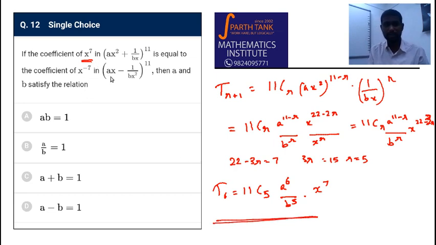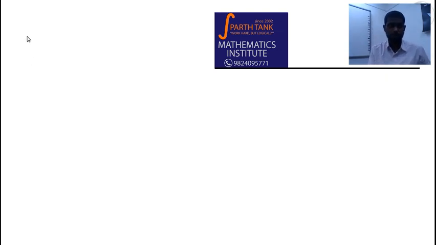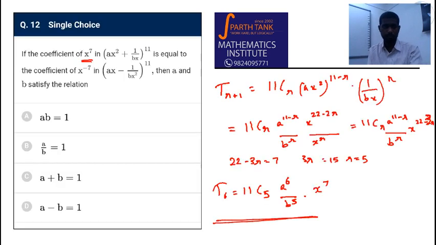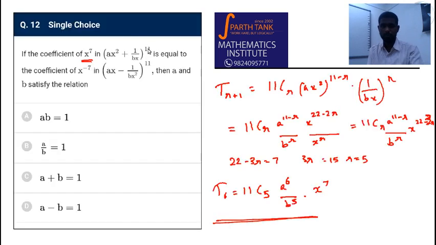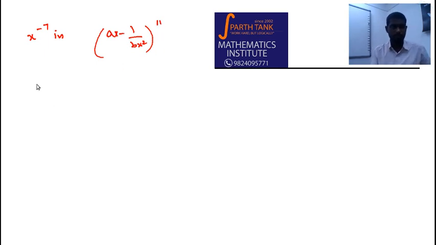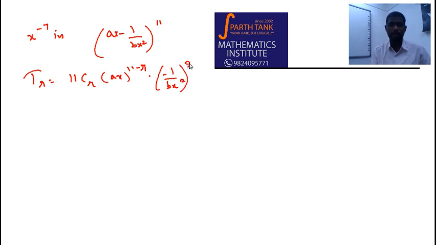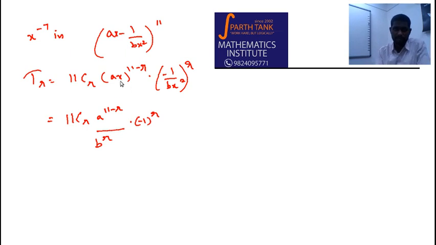Now I have to find the coefficient of x raised to minus 7 in the other one. Okay, so x raised to minus 7 in (ax minus 1 by bx squared) the whole raised to 11. Now this also, the rth term would be 11Cr (ax) power 11 minus r into (minus 1 by bx squared) power r. This also becomes 11Cr a to the power 11 minus r by b to the power r into, let me write minus 1 to the power r also, and then x becomes x to the power 11 minus r by x to the power 2r. So it's x to the power 11 minus 3r.